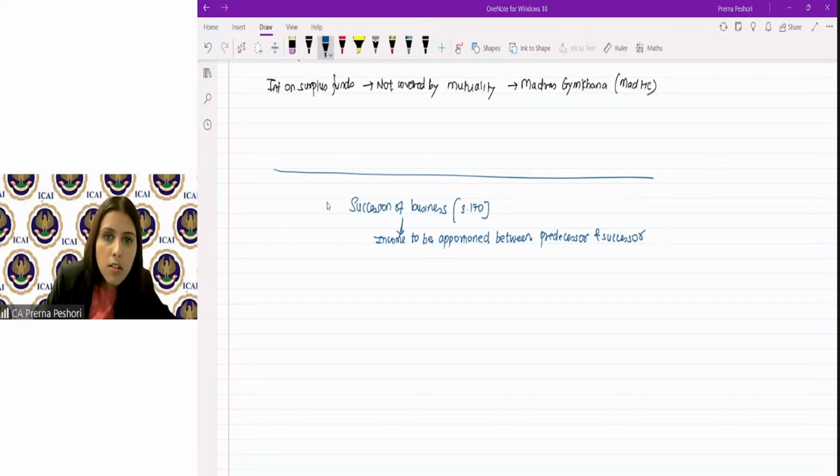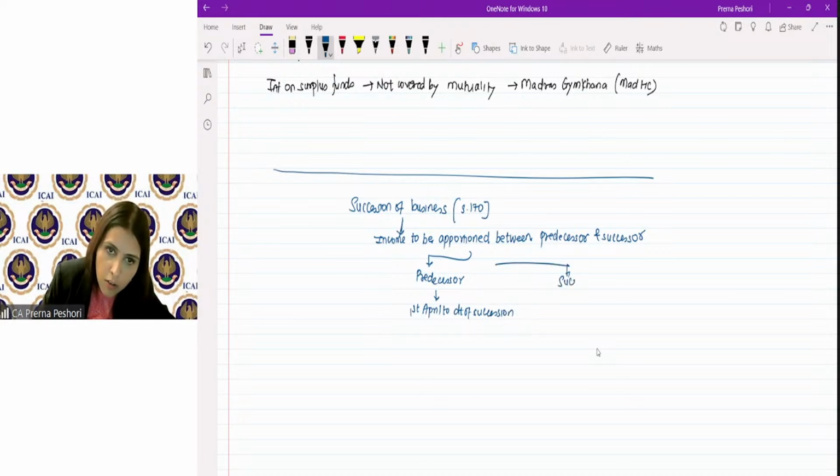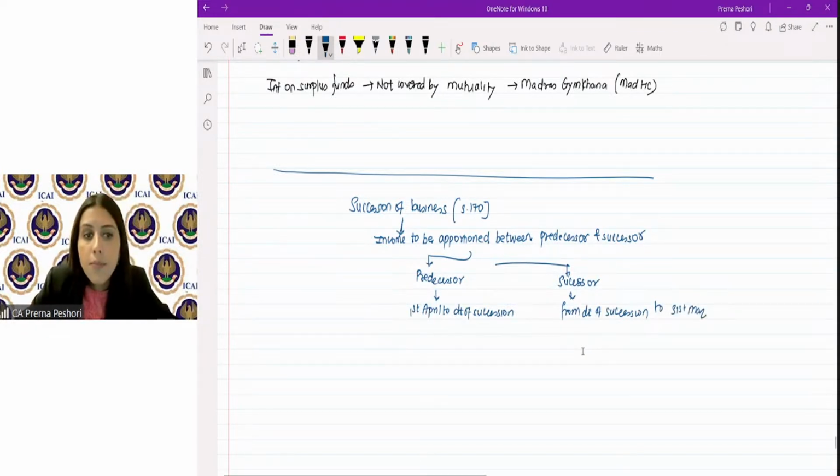For the predecessor, from 1st April to date of succession, and for the successor from date of succession to the 31st of March. Are we getting that? So the income has to be apportioned between the two.